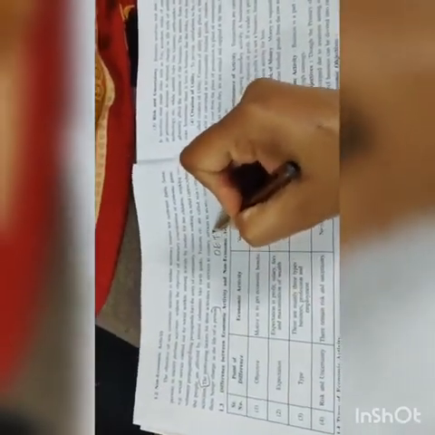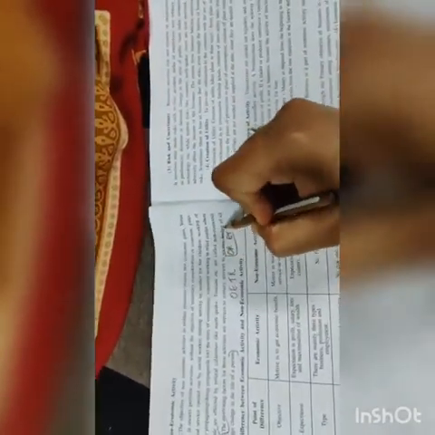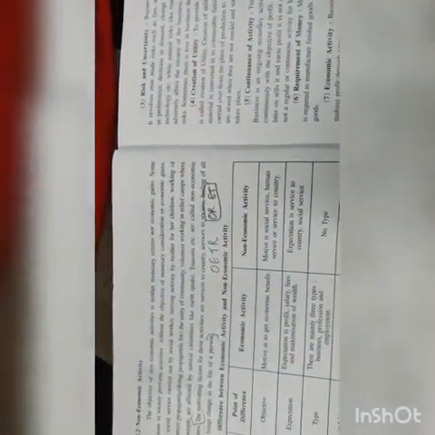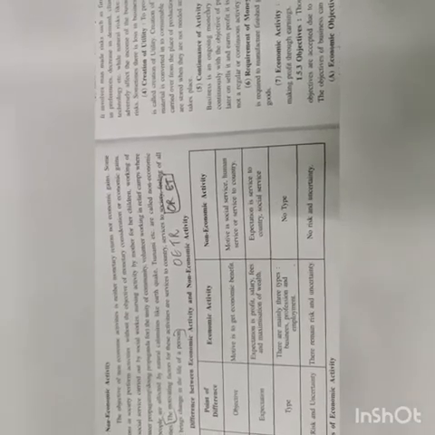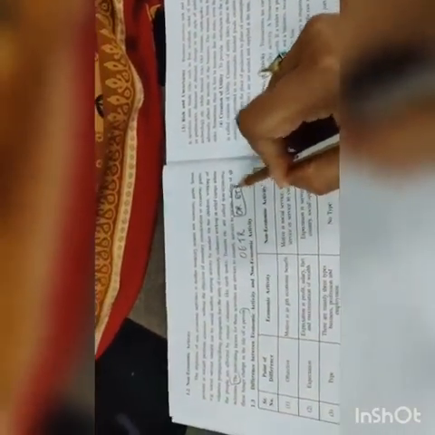Okay, the keyword which you can remember for this is O, R, E, T. You can remember it like this: OR or ET. So this is your keyword to remember the difference between economic activity and non-economic activity. O stands for objective, R stands for risk and uncertainty, E stands for expectation, and T stands for type. So whenever this question comes, you only have to remember this keyword OR or ET. Automatically you will be able to write the whole answer in the exam. Fine.